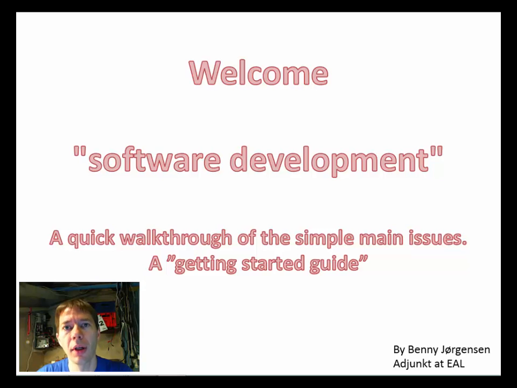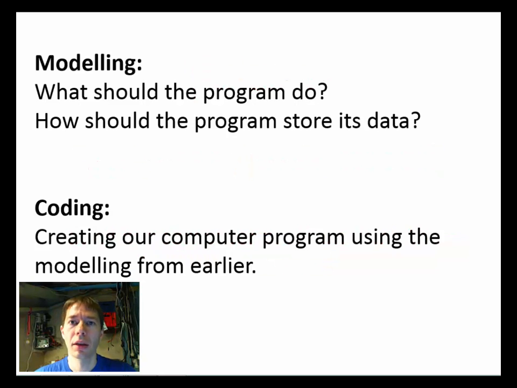In this video, I'll be guiding you through what software development is. Developing software is divided into two parts. The first part is a thinking part. This is where we decide what the program should do and how it should store its data. The second part is the doing part. Here we are coding the program from what we have modeled.